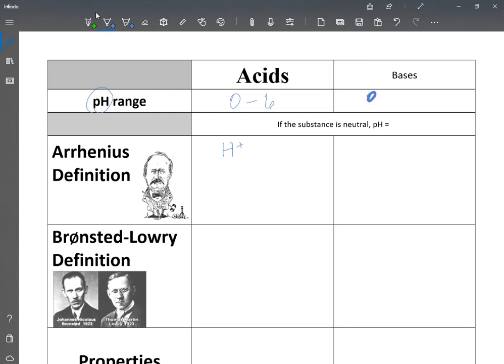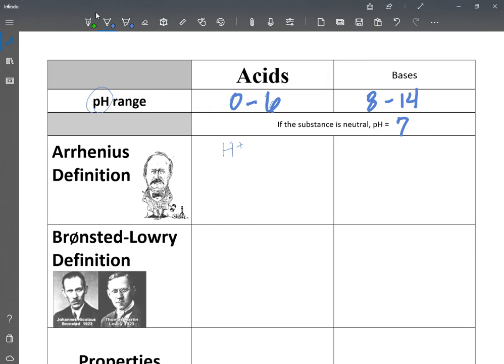Bases are basically going to still be hydrogen ions, but they're going to be gobbled up at a high rate, so they aren't going to be around for long. Bases you're going to measure from 8 to 14. A neutral substance is balanced between hydrogen ions and hydroxide ions.